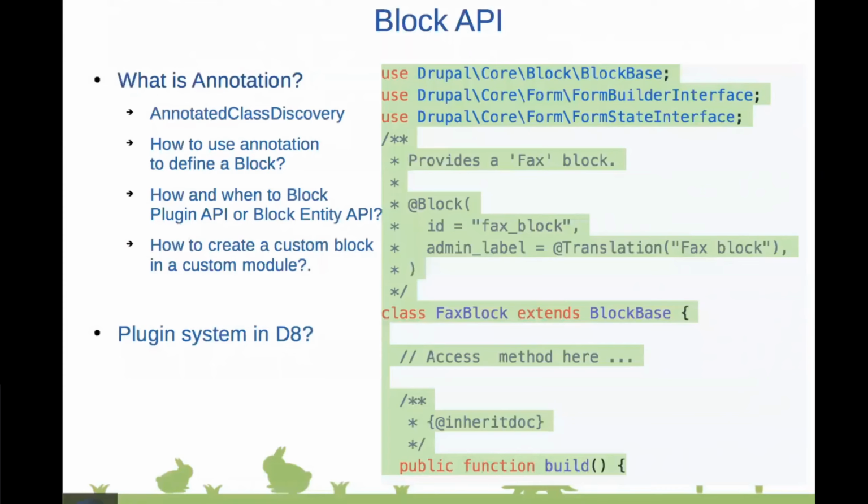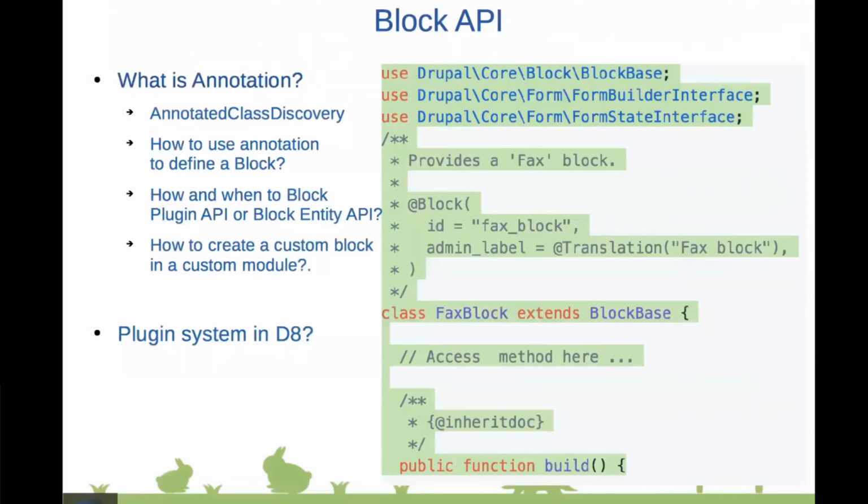It's very, very complex, so it can be another session. I mean, annotation is a big project. I just let you know what exactly the annotation is. It's called annotation class discovery. In the core, they use this discovery to find your new block. Like I define a new block, my block 1, my block 2, then we'll use this one. How to and when to use the block plugin API, block entity API.